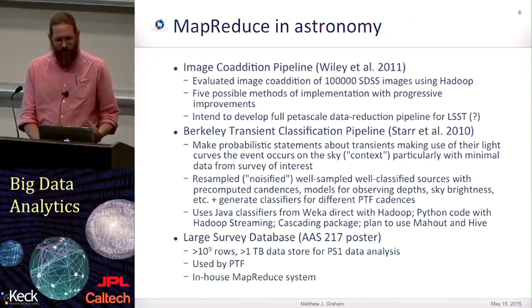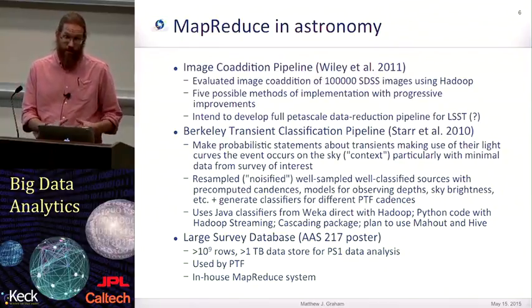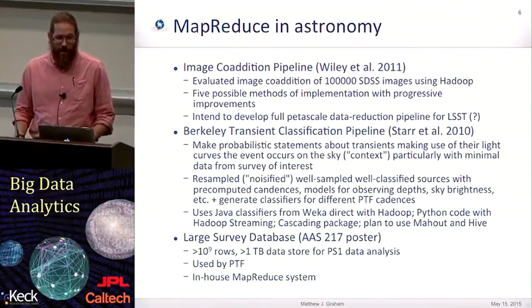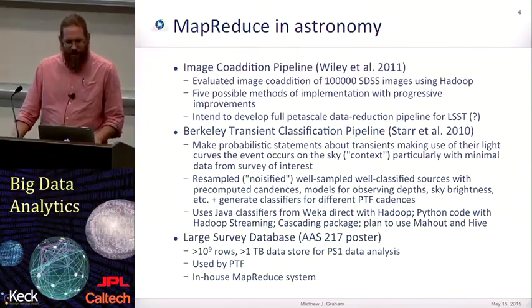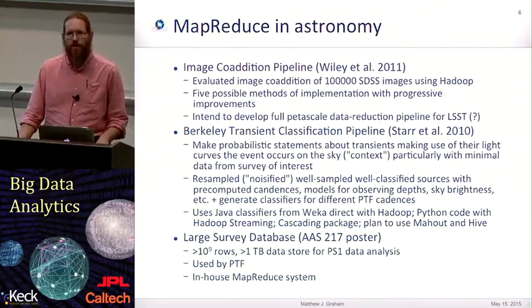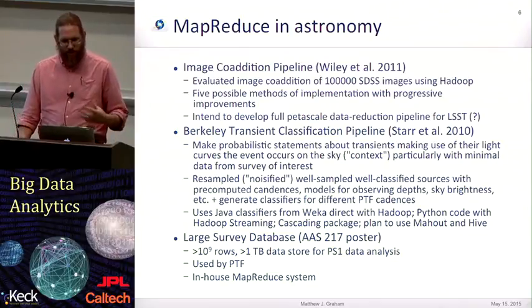And the idea is to use the most successful pipeline that they've produced, and scale it up to handle the petascale data that will come from LSST. The Berkeley Transient Classification Pipeline makes probabilistic statements about transients. It's a time domain survey. But again, it used Hadoop to identify different algorithms that would be very appropriate for working with different sky conditions and possibly different cadences and things like that.